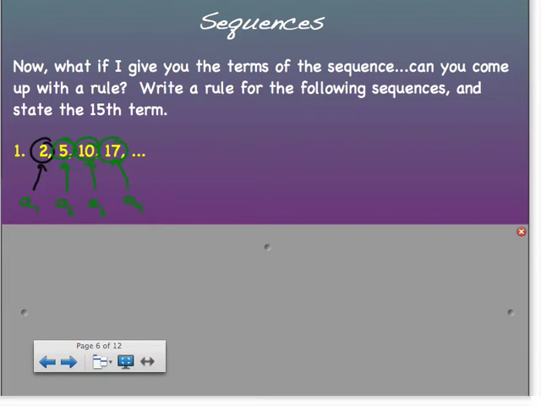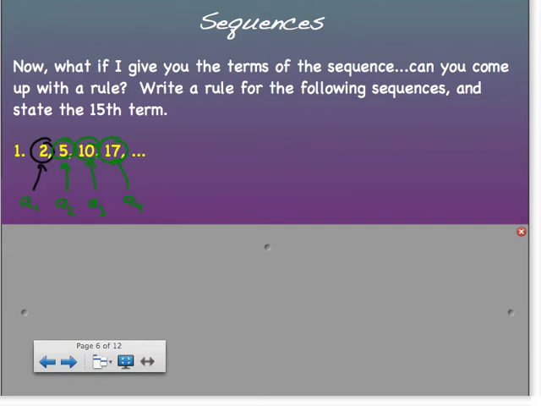Okay, I see that 2, 5, 10, and 17 are all one number more than 1, 2, 3, 4 squared. So for example, 1 squared is 1, and if you add 1, you get 2. 2 squared is 4, when you add 1, you get 5. When I see 3, 3 squared is 9, plus 1, you get 10. And if I get 4, 4 squared is 16, plus 1 is 17.